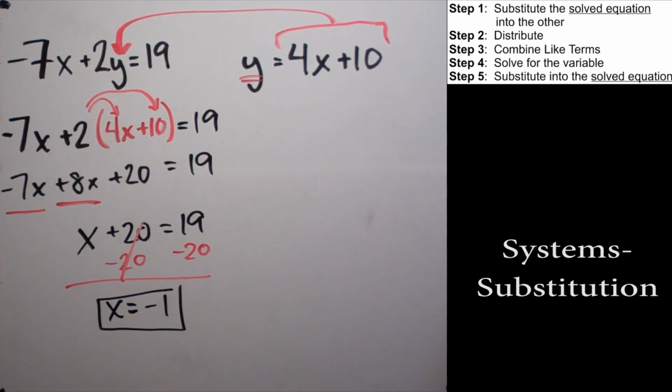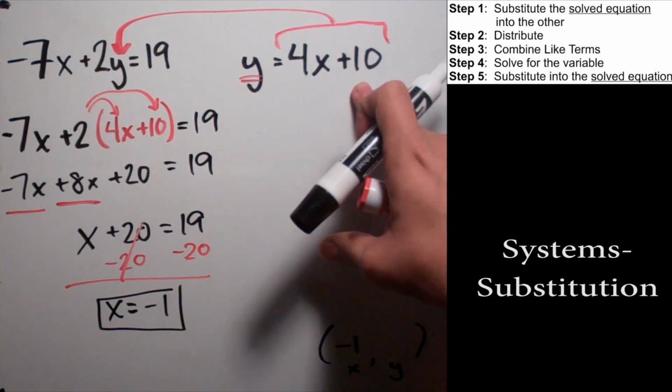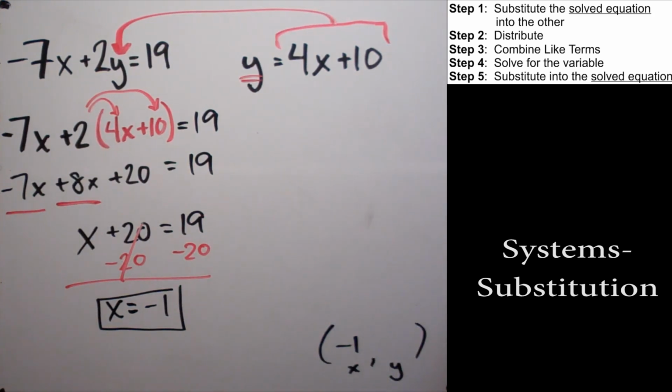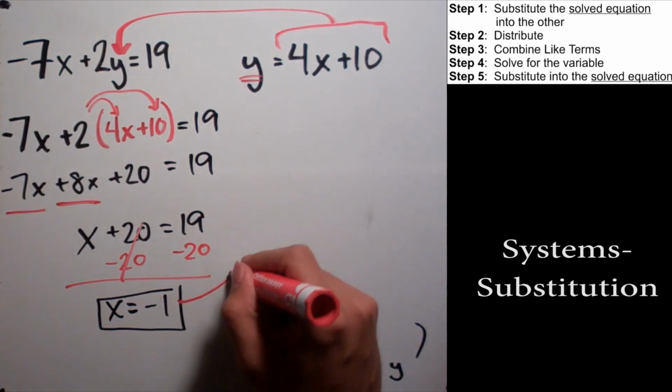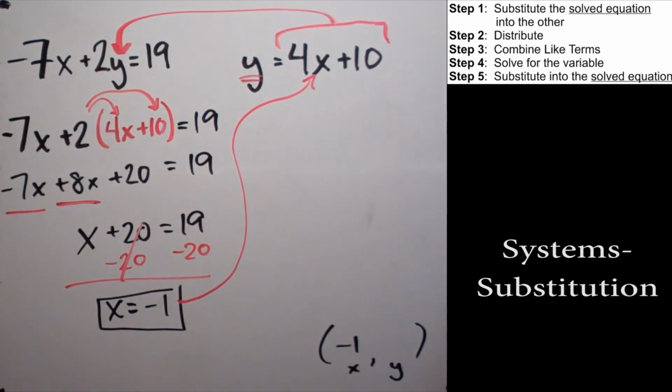We need to find what y is. My ultimate goal is to get an ordered pair of x comma y. We have our x, it's negative 1. The way that you find it is I plug this negative 1 into an equation here. Overall, I should get the correct answer, but it's easier if I substitute it into this solved equation, this one right over here. So what I'm going to do is take this negative 1 and put it right in there.